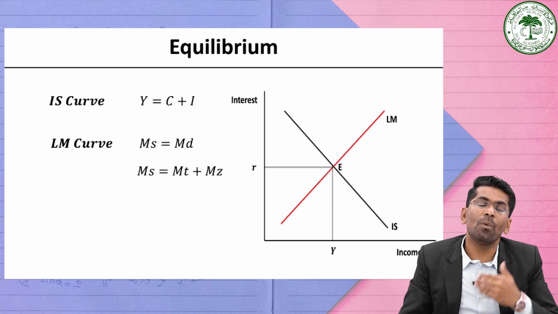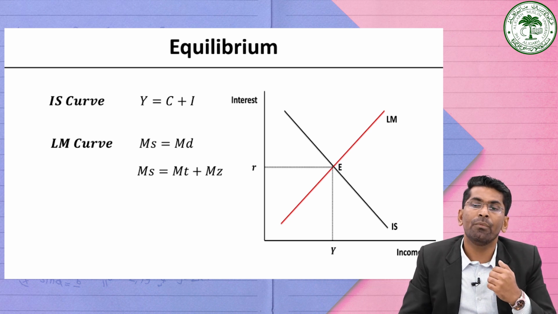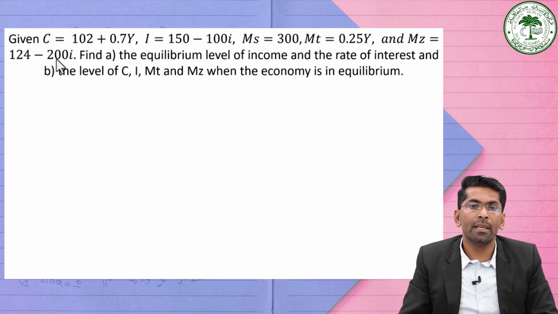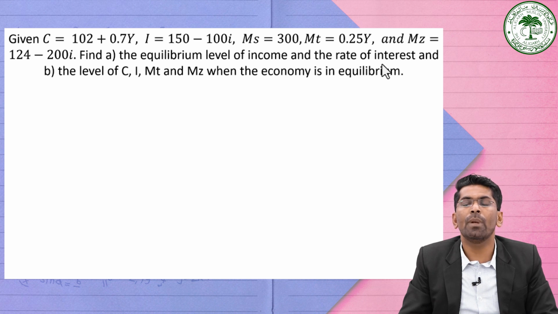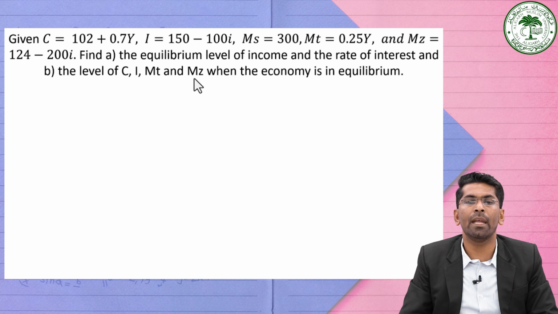Now, based upon this IS-LM framework, we have a numerical example. Given the consumption function C is equal to 102 plus 0.7Y, investment is equal to 150 minus 100i, the money supply is 300, MT is a function of the level of income, which is 0.25Y, and MZ is equal to 124 minus 200i. We want to find the equilibrium level of income and the rate of interest, and also the level of consumption, investment, transaction demand for money, and speculative demand for money when the economy is in equilibrium.